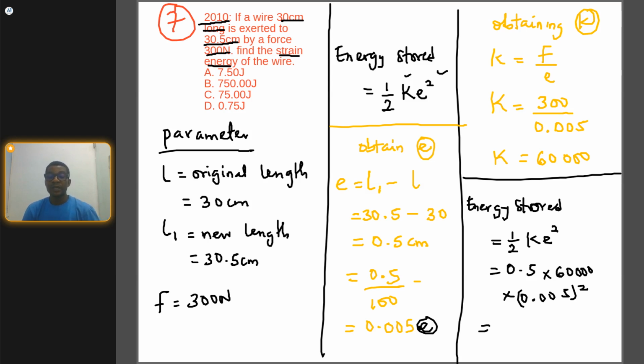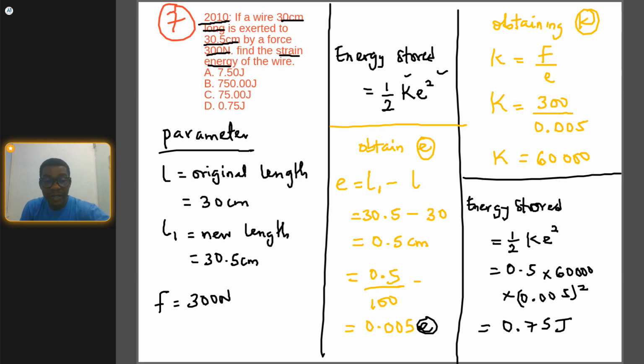Simplifying this, multiplying this, 0.5 times 60,000 times 0.05 all squared, you're going to obtain the value 0.75 joule.